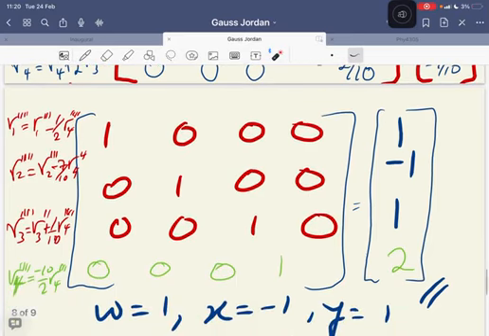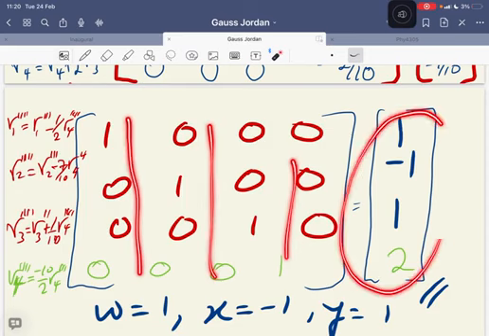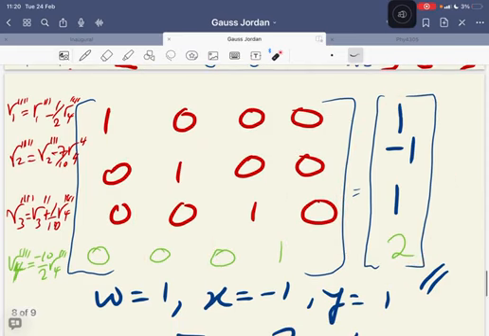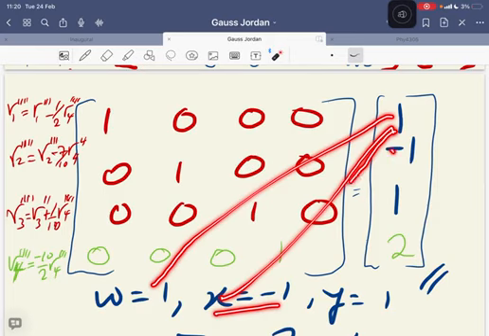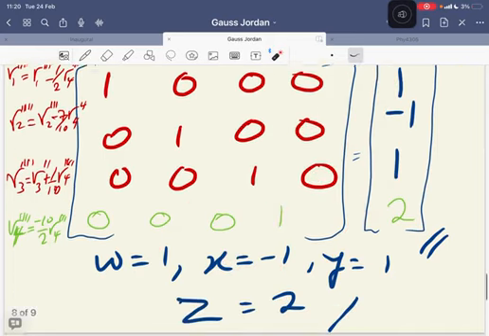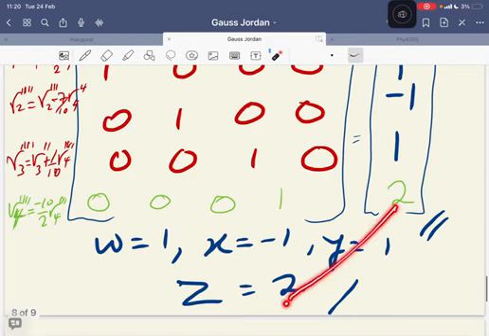Since we have our identity matrix here, it means this is a solution to our system. So W is 1, X is minus 1, Y is 1, and our Z is 2. So we have finished it.